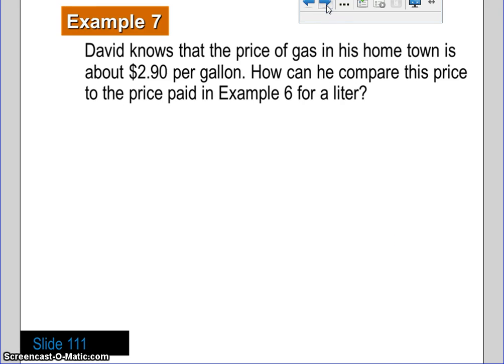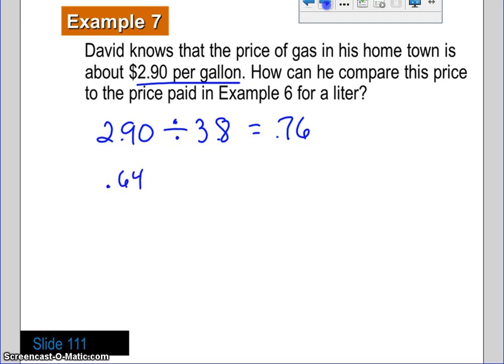All right, number 7. It says David knows that the price of gas in his hometown is about $2.90 per gallon. How can he compare this price to the price in example 6 for a liter? So the first thing we need to do is take that $2.90 and divide it by 3.8 liters. And we end up with 0.76. Now, going back to our previous example, in Mexico it was 64 cents per liter. But that price in America would be the equivalent of 76 cents per liter.